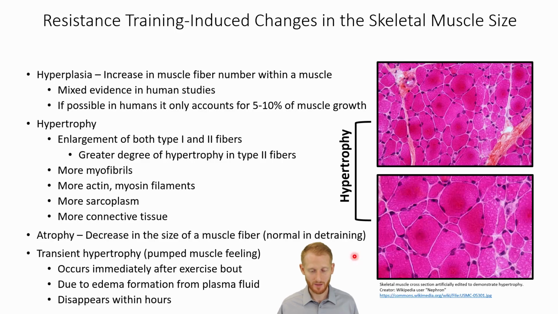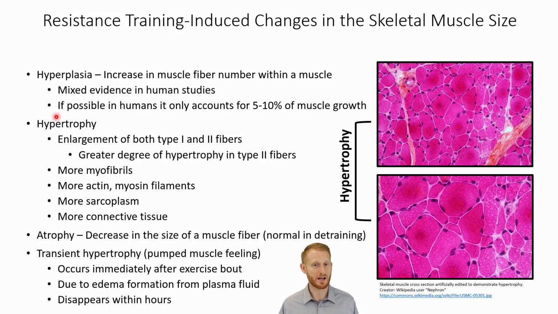That was hyperplasia. Hypertrophy is going to happen in both type 1 and type 2 muscle fibers, so the slow twitch and the fast twitch muscle fibers, but it's going to happen to a greater extent in your type 2 muscle fibers. You're going to get more myofibrils, which are the actual muscle proteins that do the contraction, so more actin, more myosin filaments. You're going to get more sarcomeres in the muscle, and you're going to get a little bit more connective tissue just to kind of hold it all together. And so all these things increasing is what causes the hypertrophy, and together all of those are going to also improve the strength of the muscle cell.